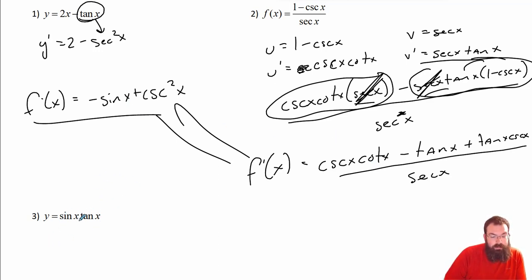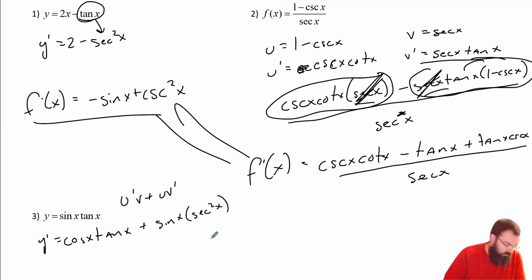Number 3, this is definitely product rule, right? So product rule is u prime v plus uv prime. And so we'll say sine is u. So u prime is cosine x tangent x plus u is sine x. And then derivative of tangent is secant squared of x. I think I could probably leave it that way. I can. If you want to cancel stuff out, you can try and get common denominators and stuff, and you can, because really cosine tangent is really just sine of x, because the cosines will cancel.